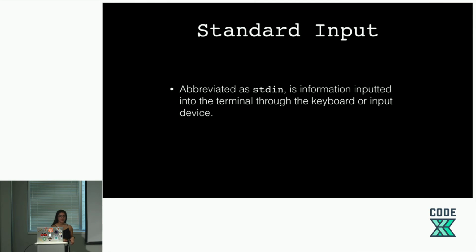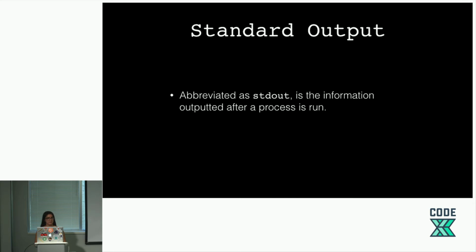Cool. So now we're going to talk about standard input. It's abbreviated in your terminal and throughout the rest of this workshop as stdin, which stands for standard input. It's basically information that is put into your computer through your keyboard. So it's basically what you type in. And then you have standard output, abbreviated as stdout, and it's the information outputted after a process is run. So when we did cat on our file, the sentence that printed out below was your standard out.